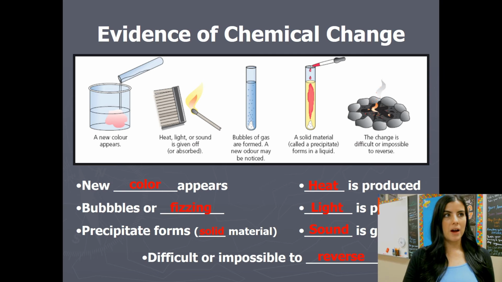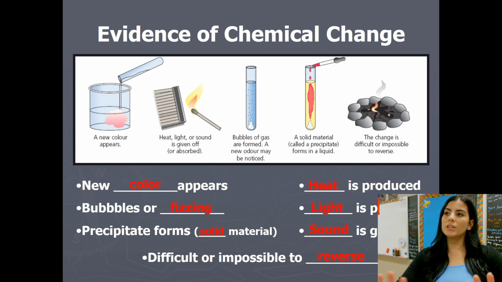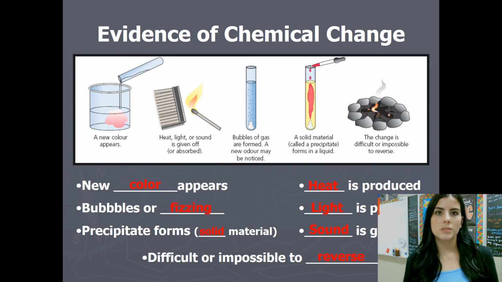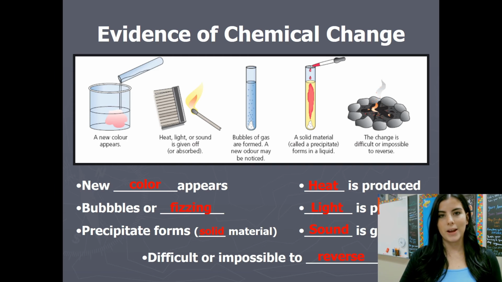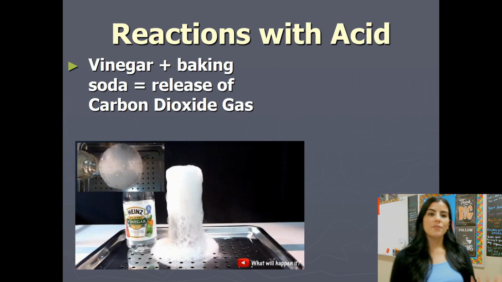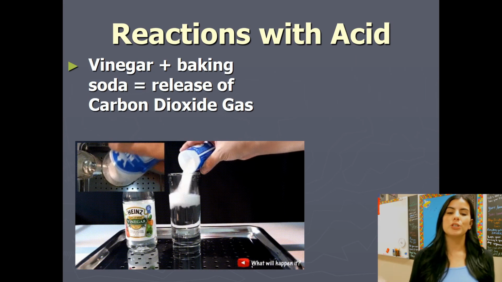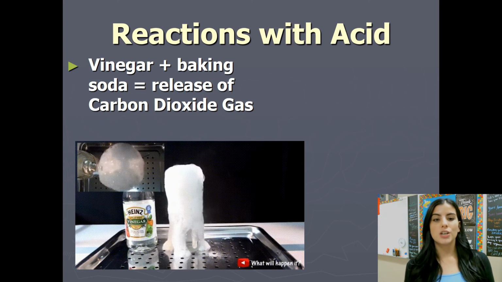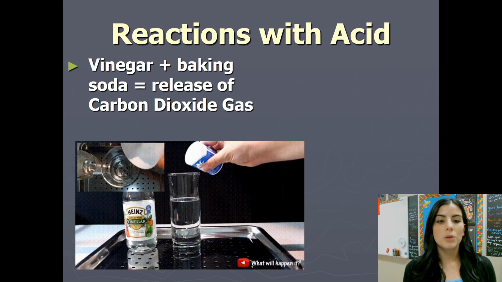So when we talked about wood burning, yes, we see it with our eyes, we can feel it with our hands, we can smell it, but you can't unburn something. That's why it's a chemical property or a chemical change. All right. So here are some reactions of acids. Vinegar and baking soda, when you mix them together, it produces carbon dioxide gas. So we see fizzing, we see bubbling, and you can probably see a little bit of smoke coming off as well.